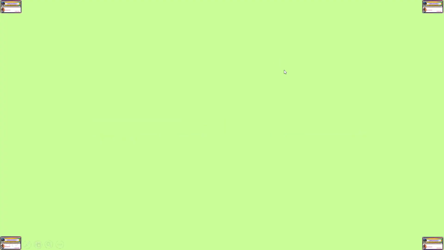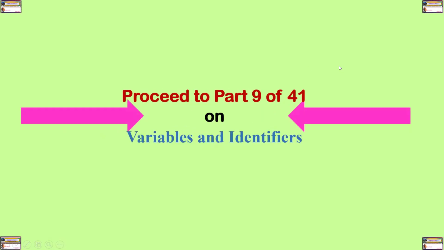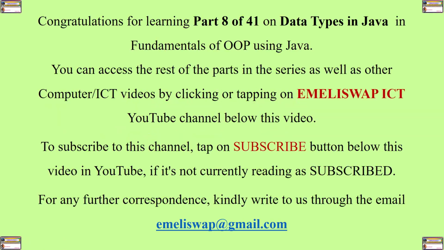And therefore, my dear students and the rest of the learners, that brings us to the end of part 8 of the four-part series of tutorials. You can now proceed and listen as well as watch part 9 of the series, in which you are going to learn about variables and identifiers as used in Java programming. Congratulations for learning part 8 on data types in Java in fundamentals of object-oriented programming using Java.